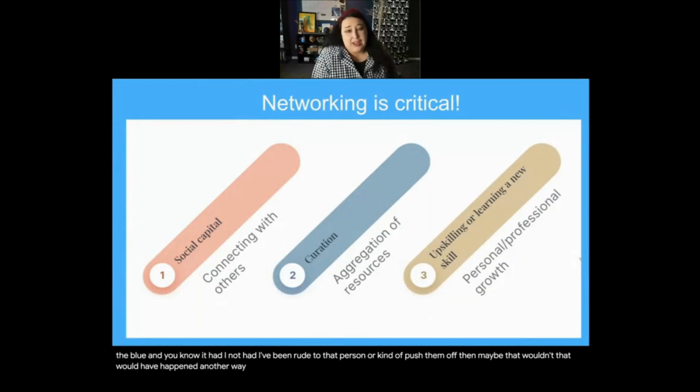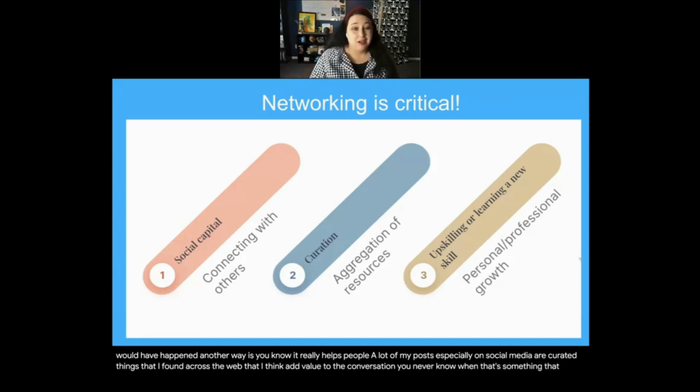Another way is, it really helps people if you put together resources for them, curation. A lot of my posts, especially on social media, are curated. Things that I found across the web that I think add value to the conversation. You never know when that's something that somebody could be looking for.